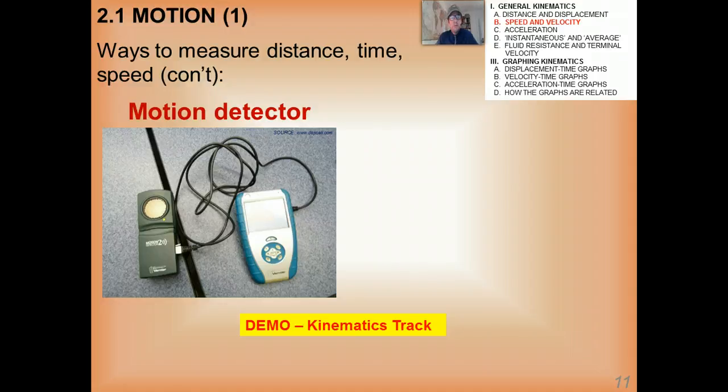A couple other things that are really cool: motion detectors. We're going to use these quite a bit in the lab. What a motion detector does is it sends out a signal that reflects off of something, and then it comes back to the receiver, and then it can actually measure the distance and hence the speed. It makes a speed time graph for us. It's very, very, very cool.